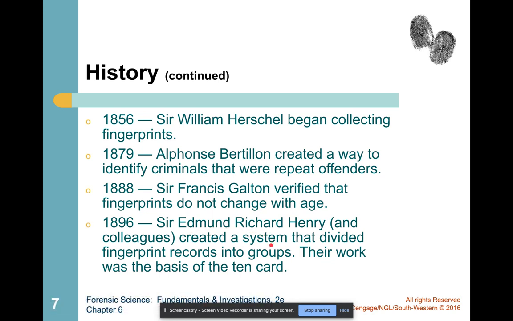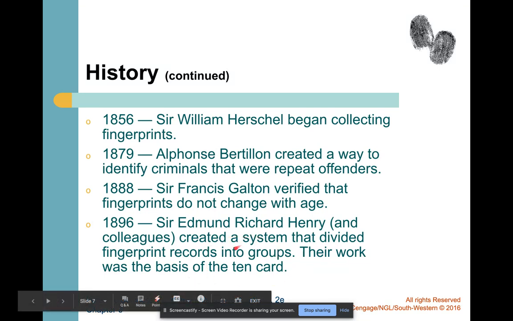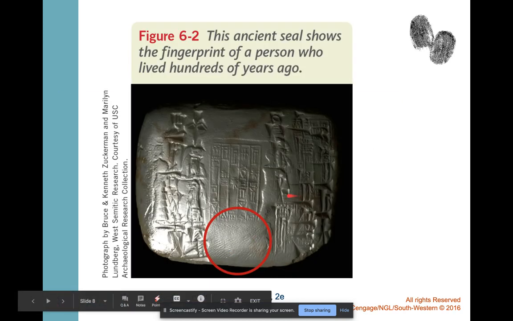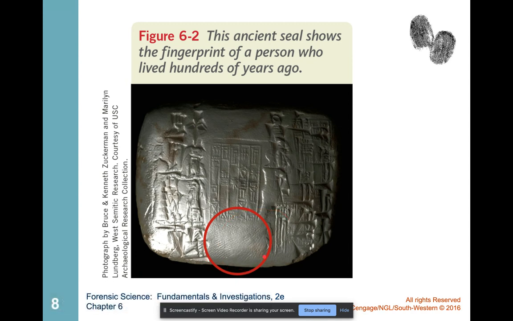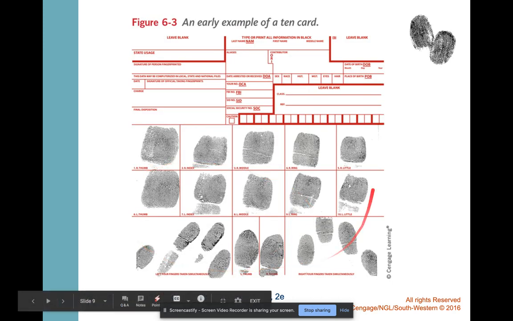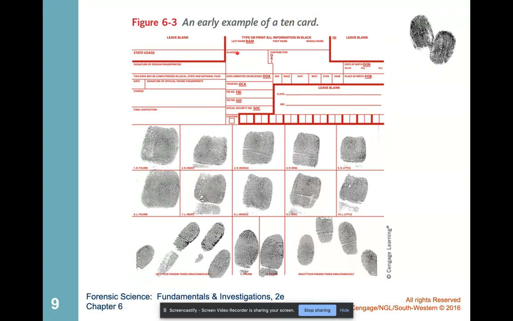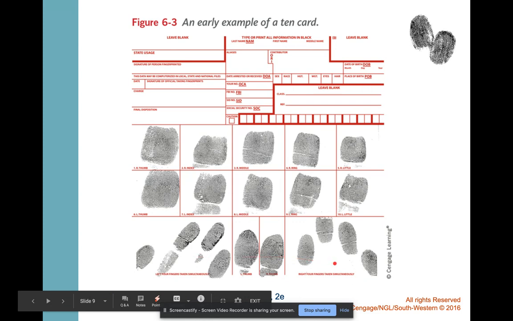And in the 1890s, we have a system that divided fingerprint records into groups. This is the basis of what we call a 10 card. 10 fingers, 10 card. So here we have an image of a fingerprint imprint in a clay tablet from a very long time ago, an ancient seal or contract. And here is what's called an FBI 10 card. All of this information would be filled out, and then this is where they take each of the fingerprints, and also a hand print as well.